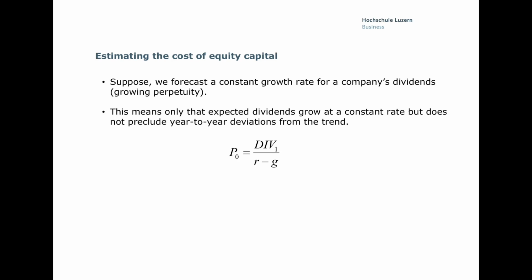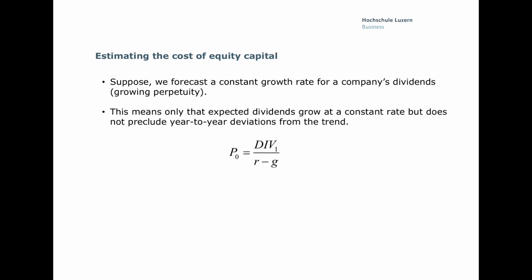Estimating the cost of capital is pretty straightforward. Recall session 1.2, where we discussed the concept of growing perpetuities. We can apply this approach to modify the DCF valuation formula by assuming a constant growth rate of dividends. This implies that expected dividends grow at a constant rate, but does not preclude deviations from this trend.